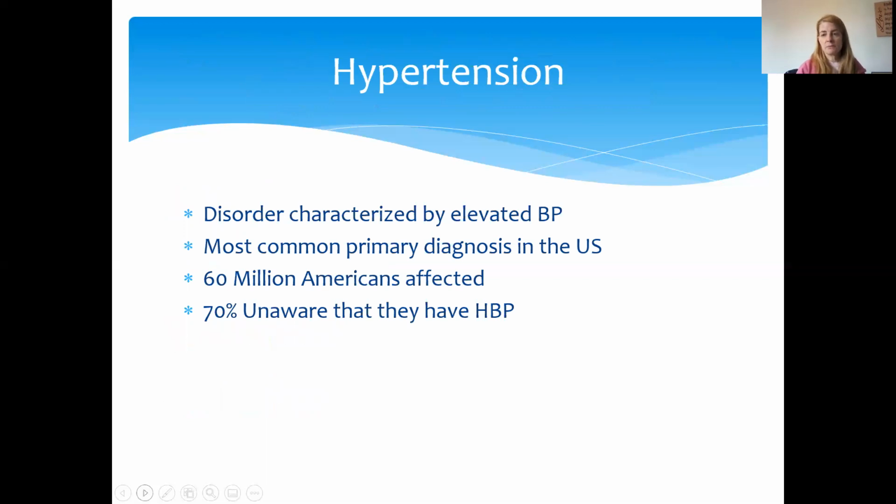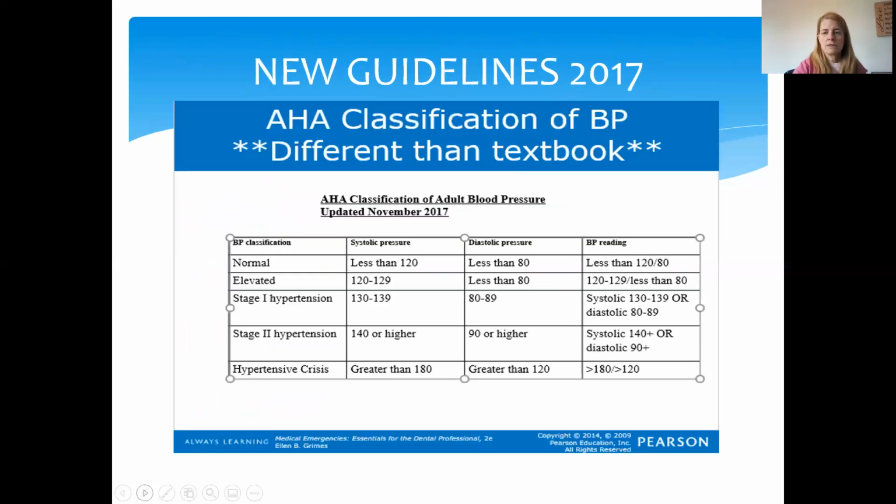Hypertension is elevated blood pressure, high blood pressure. It is the most common primary diagnosis in the US, with 60 million Americans affected, and 70% are unaware that they have high blood pressure. These are the new guidelines that came out in 2017. This is the American Heart Association classification of blood pressure.